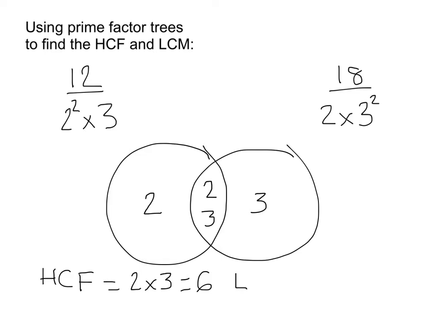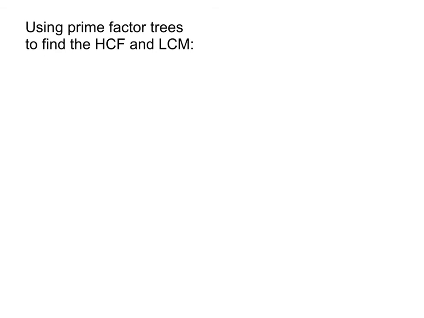Now, the lowest common multiple is just all of the numbers in my Venn diagram multiplied together. So it's going to be 2 times 2, so 2 squared, times 3 times 3, which is 3 squared, which is 4 times 9, which is 36. So 36 is the lowest common multiple of 12 and 18, and 6 is the highest common factor. So let's look at another example.